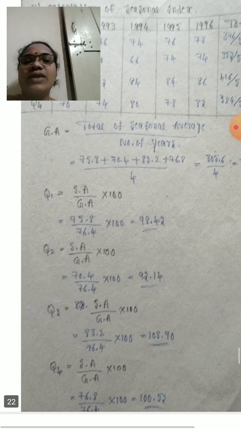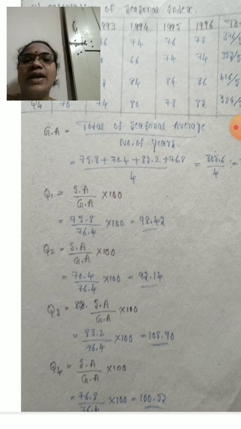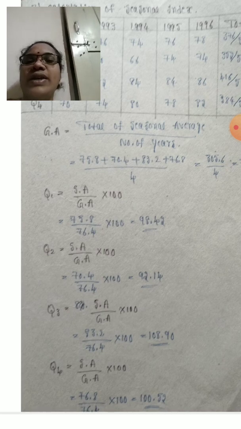Next, Q1 equals seasonal average by gross average into 100. Seasonal average, that is 75.8 by 76.4 into 100, 98.42. Next, Q2 equals seasonal average by gross average into 100. Seasonal average 70.4 by gross 76.4 into 100, that is 92.14.